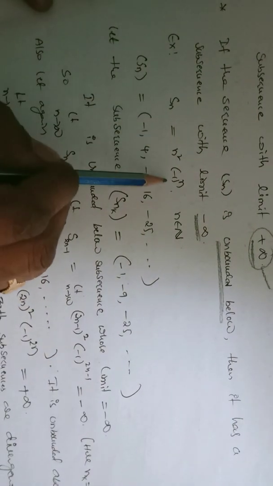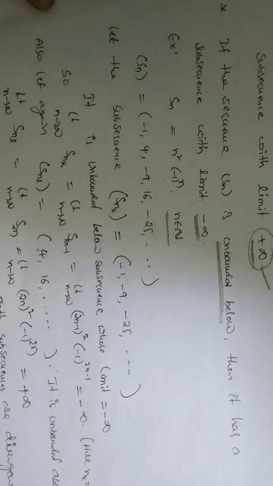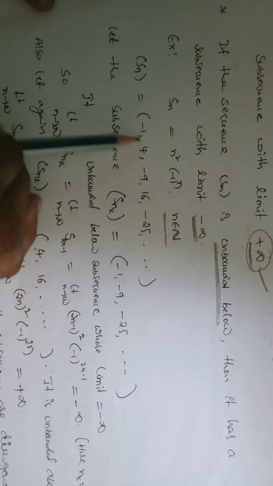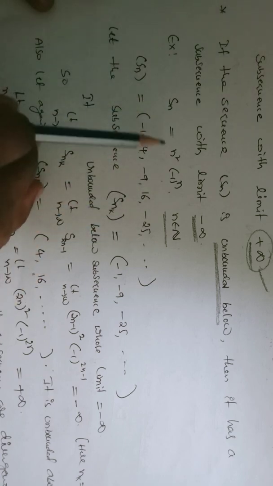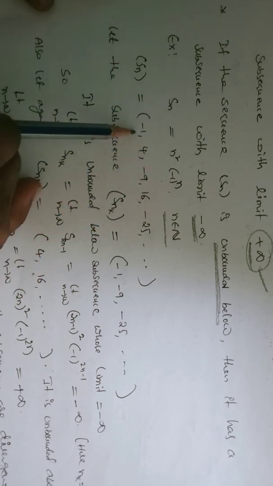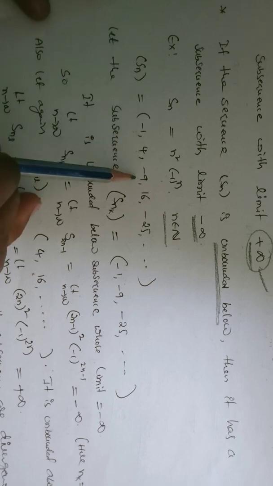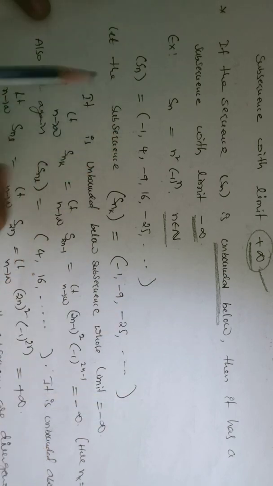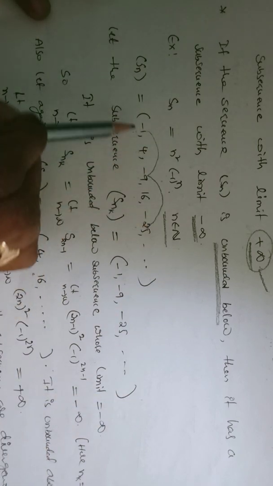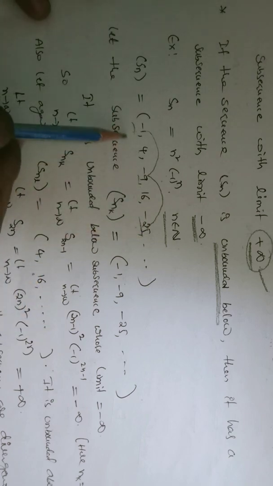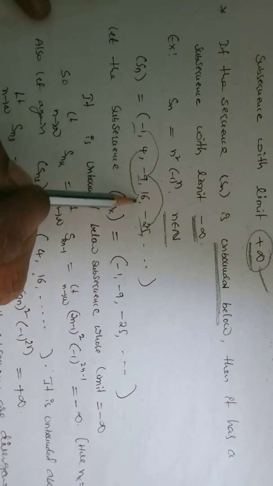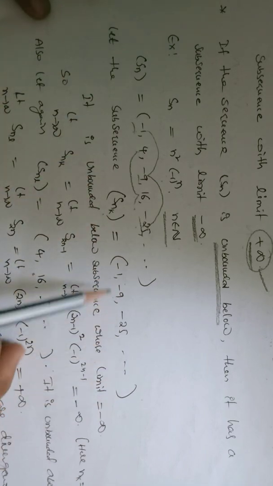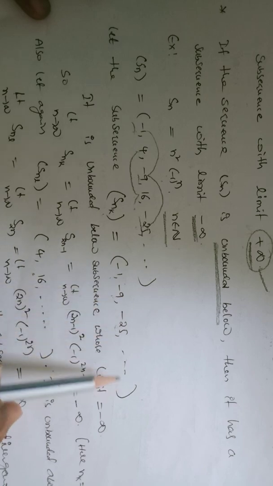Suppose Sn is equal to n square into minus 1 power n, n belongs to the natural numbers. What is the sequence of the members S1, S2, S3 like that? Put n equal to 1: 1 square into minus 1 power 1 gives minus 1. Second term 4, third term minus 9, fourth term 16, fifth term minus 25 and so on. Here I am dividing into two subsequences. These are one subsequence, the odd terms. These are the even terms. So let the subsequence Snk be minus 1, minus 9, minus 25 like that. That means S1, S3, S5, S7 like that.